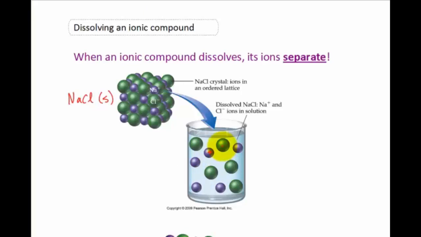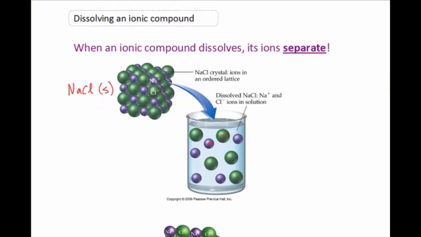The little ones are the plus, the big ones are the minus. So that's very important to understand, okay? That those different ions have to separate from each other. So a solution of a dissolved ionic compound has the separate positive and negative ions floating around independently in the solution. Okay?